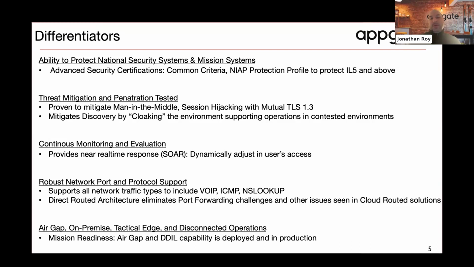We do have a pretty robust network port and protocol support, and a lot of that has to do with the fact that we don't require the user to send their traffic to our cloud and broker it or proxy it. So we don't have any challenges with port forwarding or supporting things like VoIP or ICMP. We see some other solutions out there that can't manage simple use cases like I need to connect to my infrastructure and I want to just do a ping or a traceroute to make sure the path between me and my application is good to go. Believe it or not, some of these solutions can't allow you to do ICMP or an NS lookup or a traceroute or support VoIP communication.